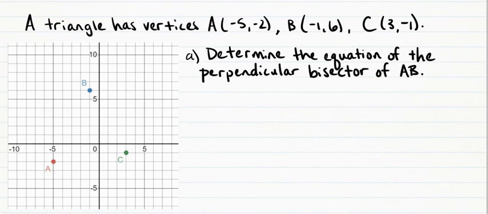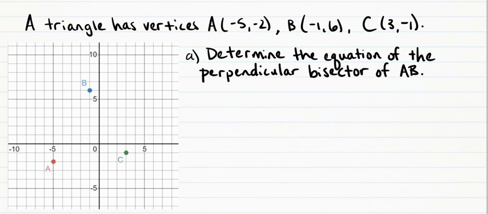Okay, so here we're going to talk about perpendicular bisectors in triangles. So here we have a triangle with vertices A, B, and C as shown on the graph. So we could draw in that triangle. But in fact, when we talk about a perpendicular bisector, we don't actually need to be talking about a triangle.